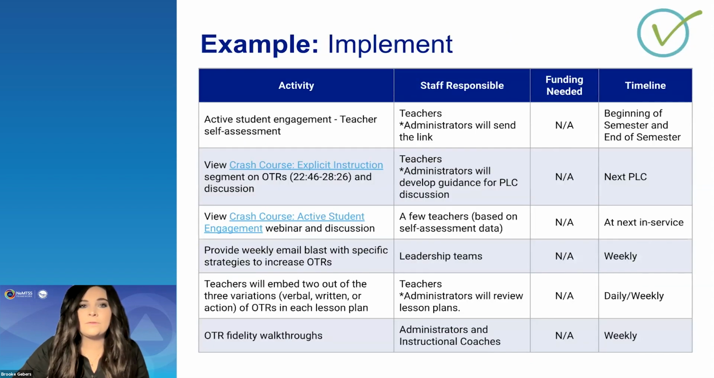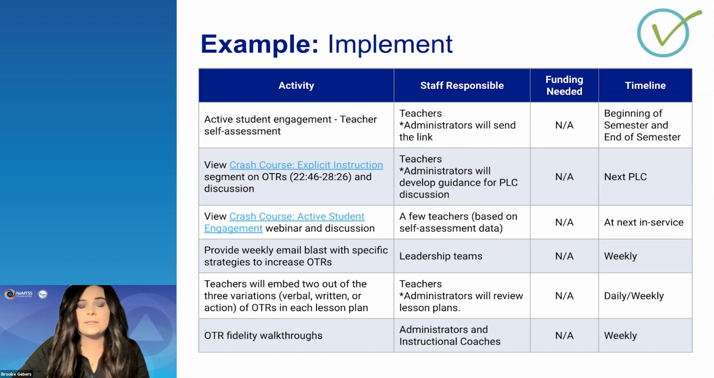In our example, the first thing the team will want to do is administer a brief active student engagement self-assessment to determine teacher confidence in implementing opportunities to respond. They'll want to do this right away and at the end of the semester to compare the data. Next, the administrators will prepare guidance for all of the PLCs to watch the explicit instruction crash course from this webinar series, specifically from the 22-minute mark to around 28 minutes, and respond to the discussion questions that are embedded within the clip around opportunities to respond.